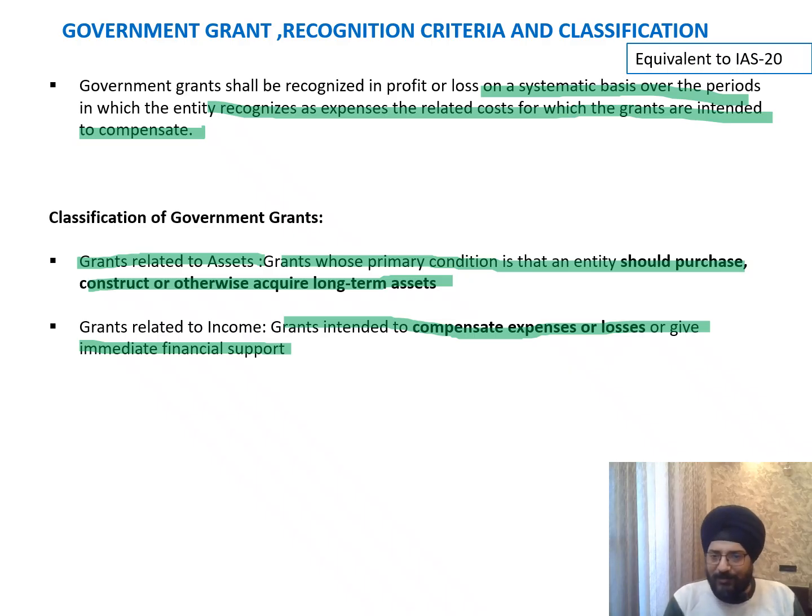We'll talk about both of these in detail. We'll talk about the recognition criteria and we'll talk about the accounting treatment for both these cases. We'll move to the next.